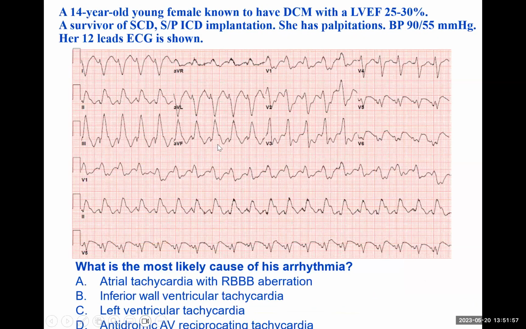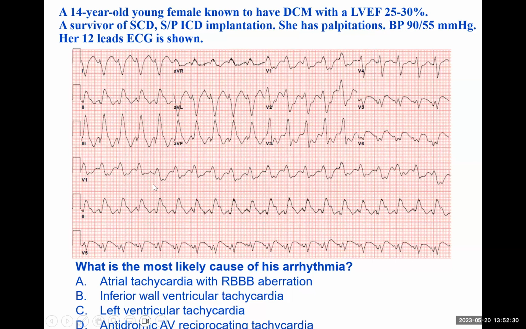Now we'll go to the second case, a 14-year-old young female with dilated cardiomyopathy, ejection fraction 25 to 30%. She's a survivor of sudden cardiac death, so she already had ICD implantation in place, and she's in the emergency room with wide QRS complex tachycardia. Of course, looking at the history, it's VTAC 99% of the time. If you look at the ECG itself, it's not typical right or left bundle. And if you look, the aVR is positive.